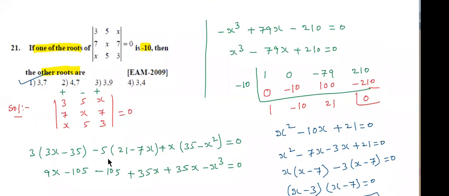Or otherwise, verify the options. Each and every option, observe that 3 is there in each. Substitute here: if it is satisfied, 3 is correct. Then verify 7, 9, 4, any one of the values. It is going to satisfy. That is the verification method. But this is Horner's method. Once more, explain Horner's method. Okay.